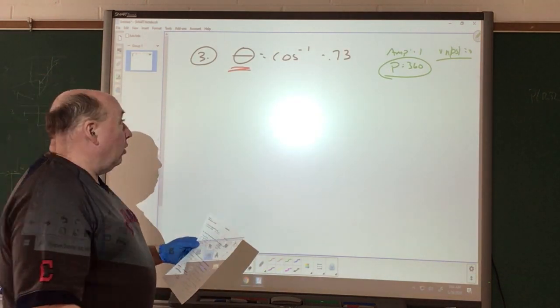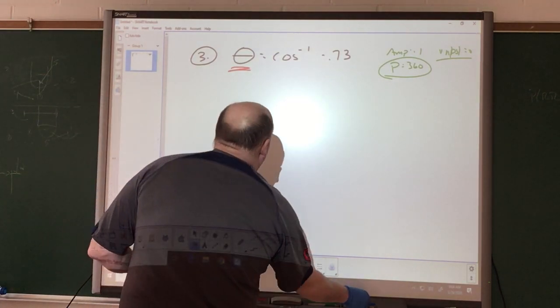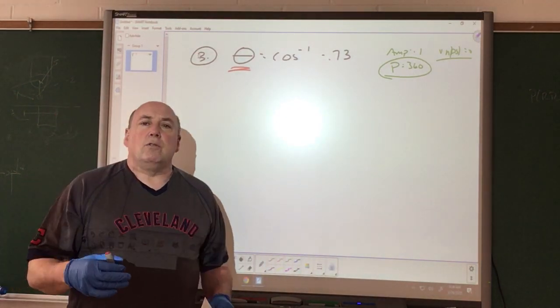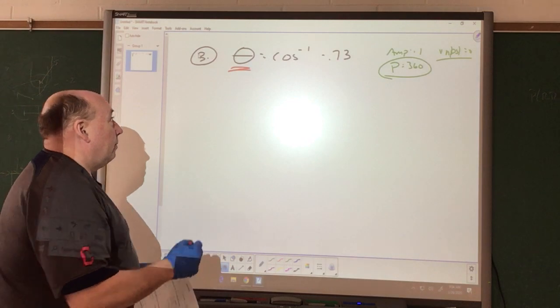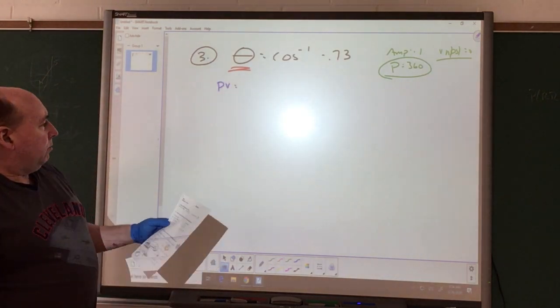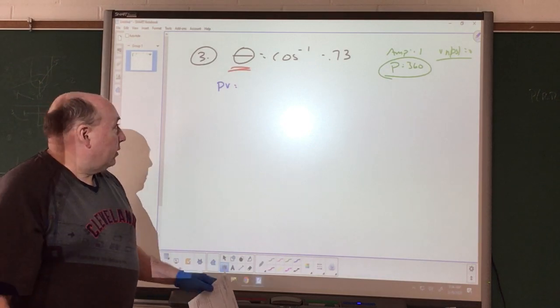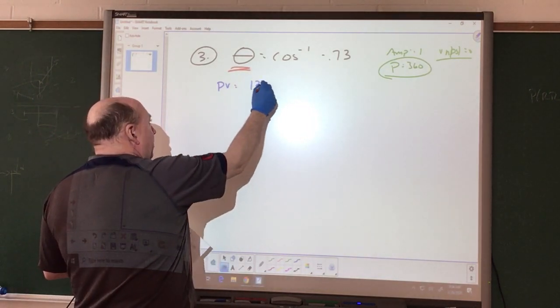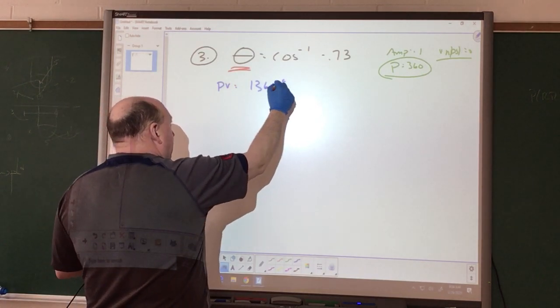So if we take a look, go into my calculator and clickety-clack through inverse cosine of negative 0.73. Remember, we have the principal value, which is your calculator value. You come down to 136.9 degrees.